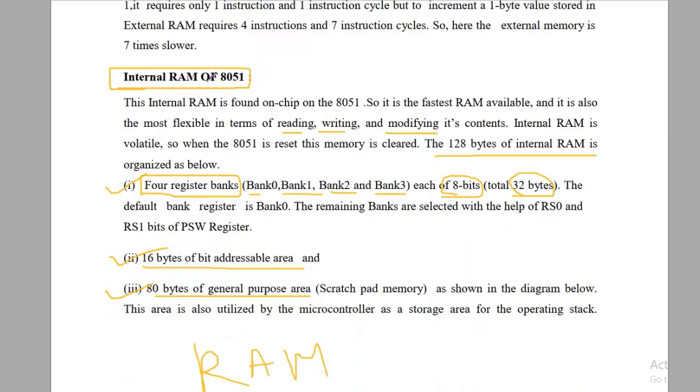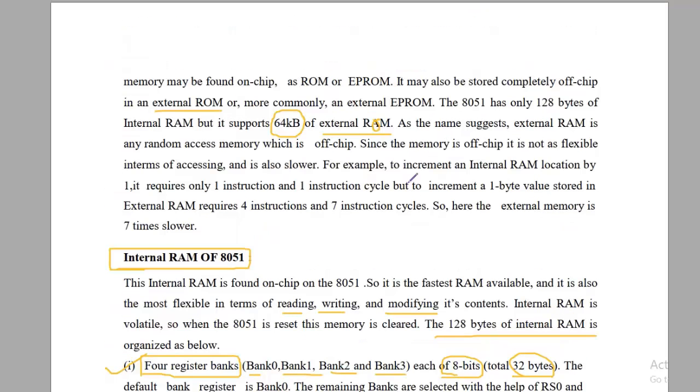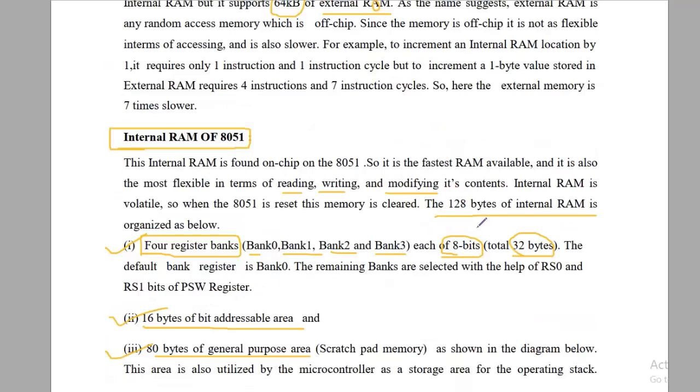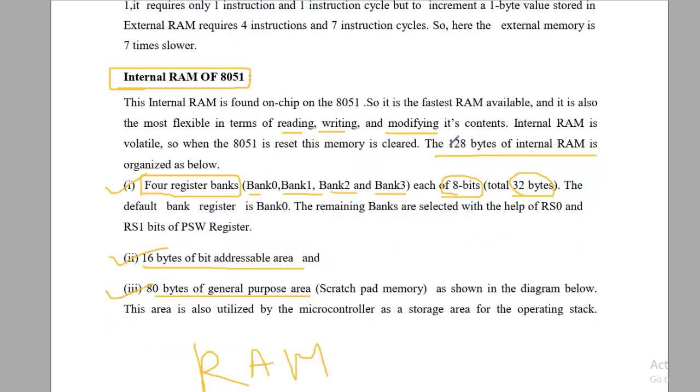So the internal RAM of the 8051, you can use it for operations such as reading, writing and modifying. As you see, RAM has 128 bytes of internal storage. The 128 bytes are divided: the first 32 bytes are occupied by the four register banks: bank 0, bank 1, bank 2, bank 3, as we covered in my previous section, and each bank is 8 bytes. So 8 into 4 equals 32 bytes.